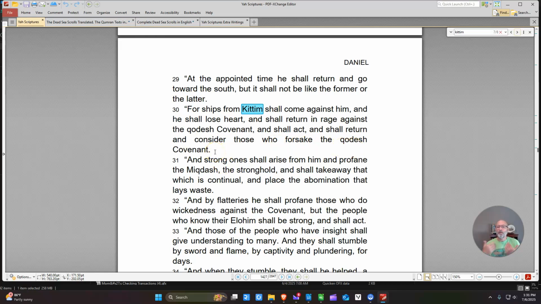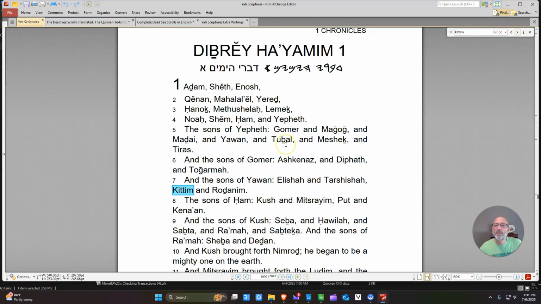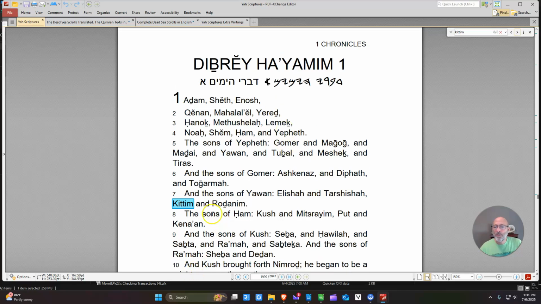So he came and declared war against the Kodesh covenant and made friends with those who would forsake the Kodesh covenant. So all of the Jews who forsook their ways, the Hellenistic priests, etc., would have been received by Alexander. Then we have Kittim. This is in First Chronicles: "the sons of Yavan: Elisha, Tarshish, Kittim, and Rodanim."